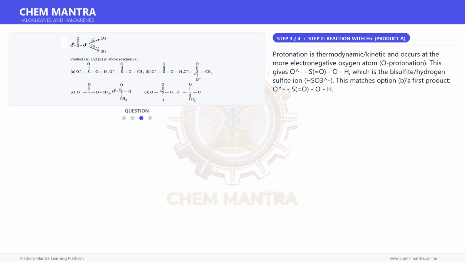Moving on to the next step. Protonation is thermodynamic and kinetic and occurs at the more electronegative oxygen atom, O protonation. This gives O-S=O-H, which is the bisulfite hydrogen sulfite ion, HSO3-. This matches option B as first product, O-S=OH.